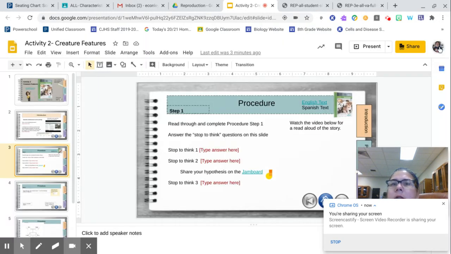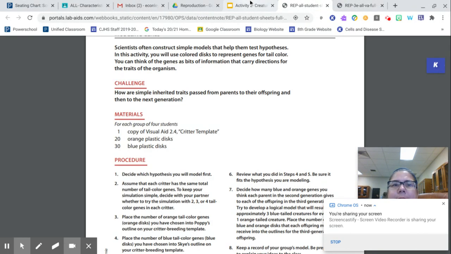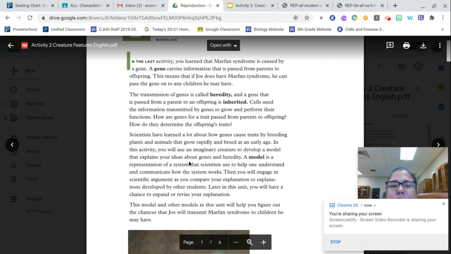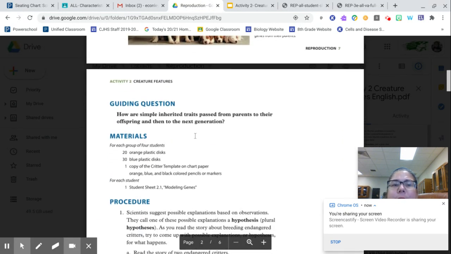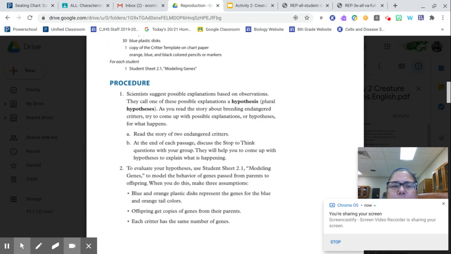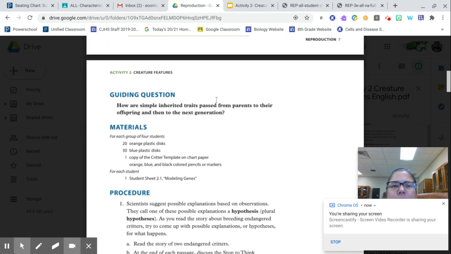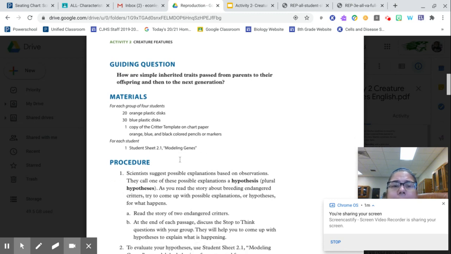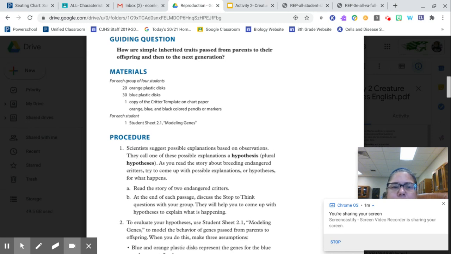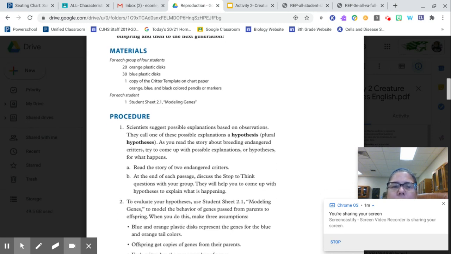Okay, so in our procedure, creature features, we have already talked about the introduction, and you've written down the guiding question: how are simple inherited traits passed from parents to offspring? It then gives you materials of orange discs, blue discs, a template, which I will give you, and a student sheet. So procedure part 1.